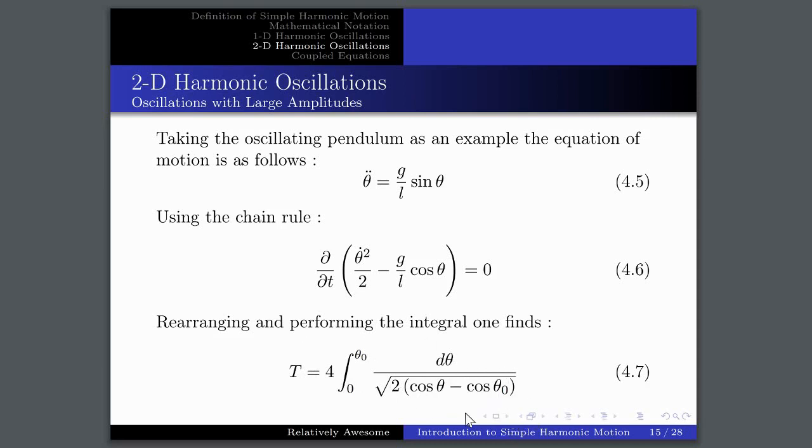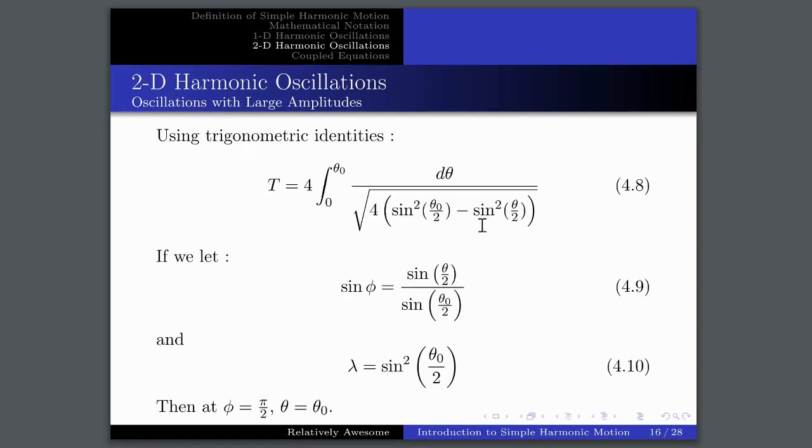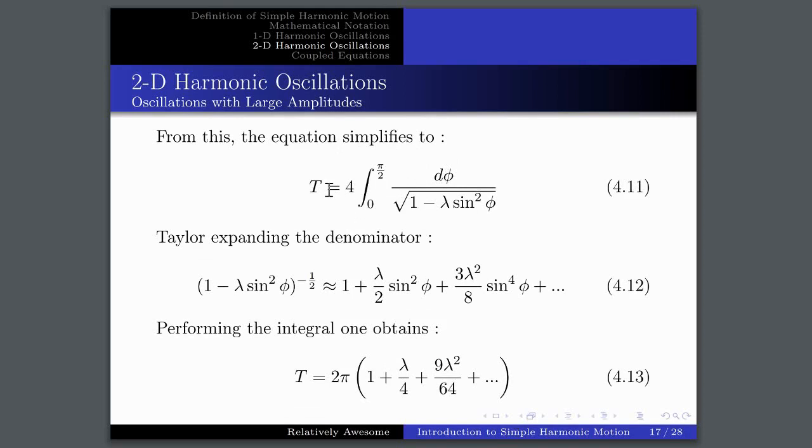And by using trigonometric identities, we can write it in this form. And by writing it this form, we can actually perform another simplification by substitution. If we let sine of phi be equal to the sine of theta over 2 over the sine of theta not over 2, and we let sine squared theta not over 2 be lambda, we can actually simplify the equation much further. And note that at phi equals pi over 2, theta equals theta naught. So this would serve as the upper bound when we change our variables from theta to phi. By changing the variables from theta to phi, we obtain the following equation, which is a much simpler equation.